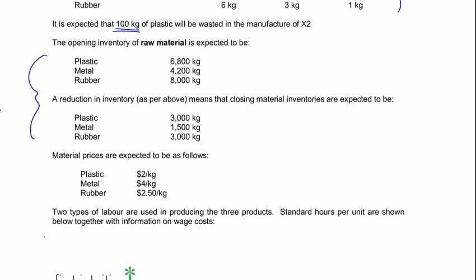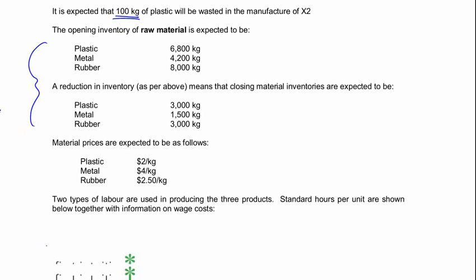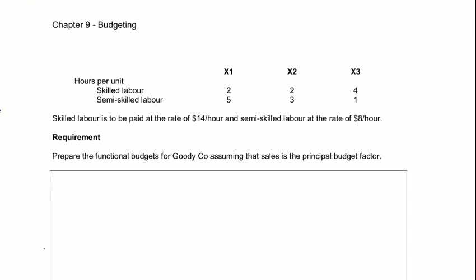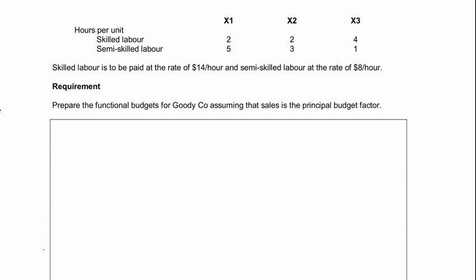And then it says 2 types of labour are used in producing the 3 products. Standard hours per unit are shown below together with information on wage costs. So we've got some skilled labour, 2 hours in product X1, 2 hours in X2, 4 hours in X3, and some semi-skilled labour, 5, 3 and 1 hours respectively. We pay the skilled labour $14 an hour and the semi-skilled one $8 an hour.